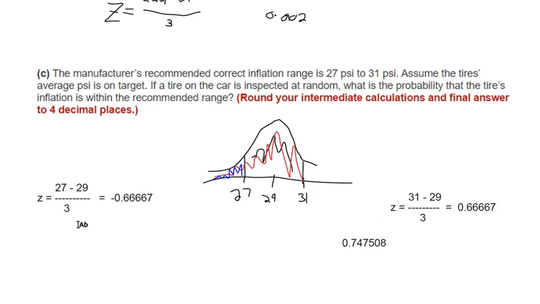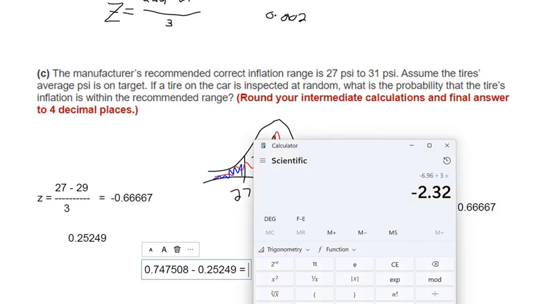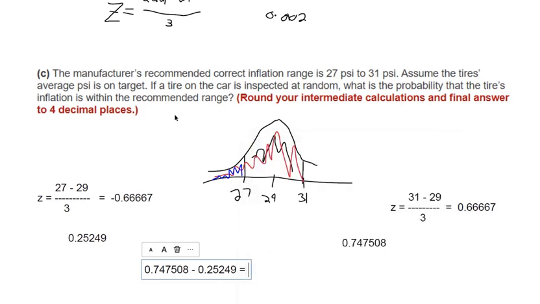25.249. 249, I think it was. Yeah, okay, so that's the blue area. And if we subtract those two, we'll have the area between. So there it is. 0.4950 is what I'd say for 4 decimal places.